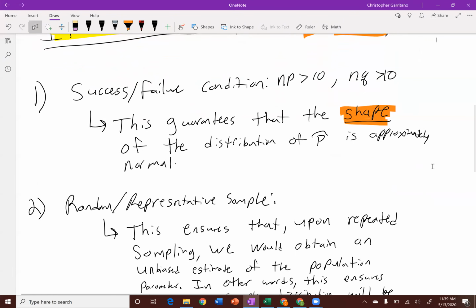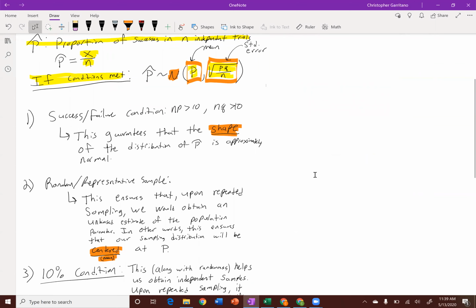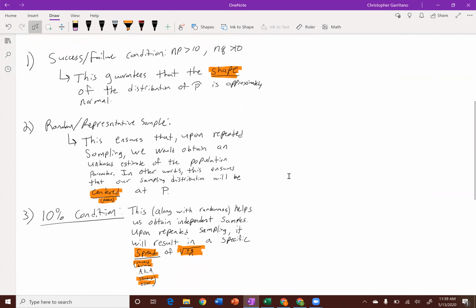And I do think that in this 2020 AP exam, they will focus heavily on understanding why we use certain conditions.